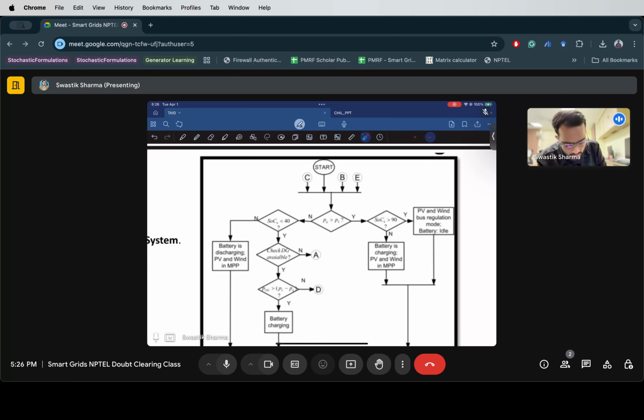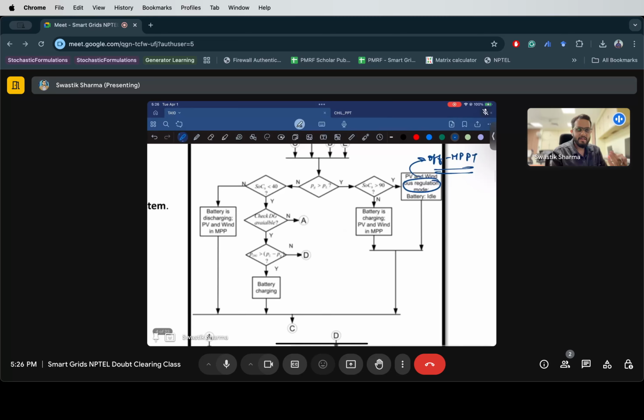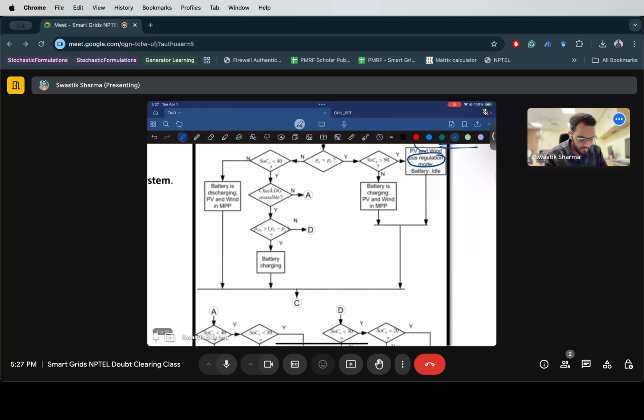So what we do is run the PV at bus regulation mode, or off-MPPT mode, right? What we want to make sure is that the amount of power they are producing does not cause a violation of the voltage of the bus, right? And the battery will become idle. I mean, it will not charge or discharge.